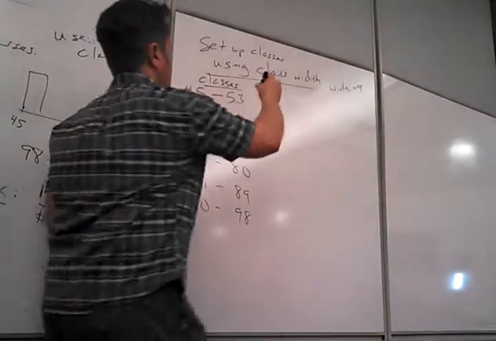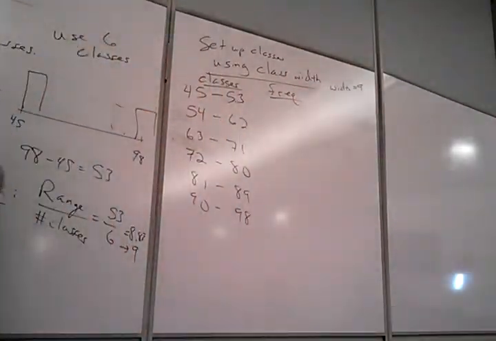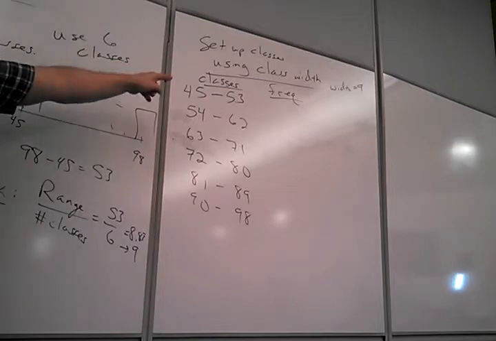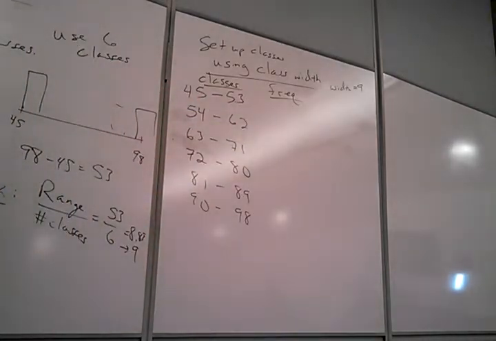I don't want to mess this up. This is exactly the way it's going to look when you do it from the book. Then you're going to put the frequency, and this is just a tally. You just start tallying how many things actually show up in the class. So how many people made between a 45 and a 53? And look at me, I was so nice, I put it in order.